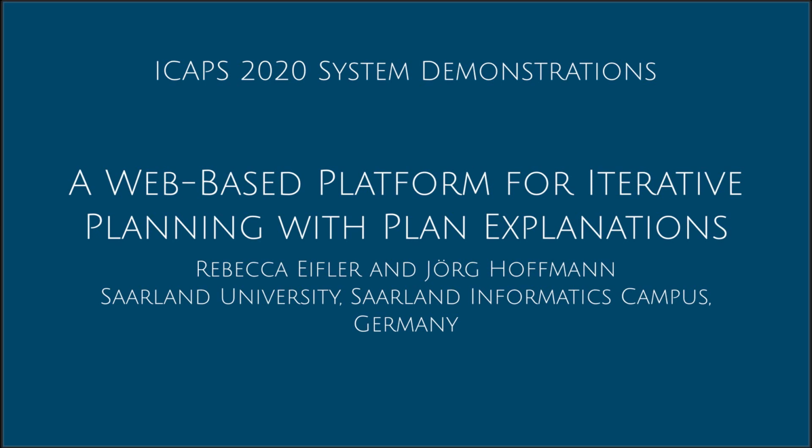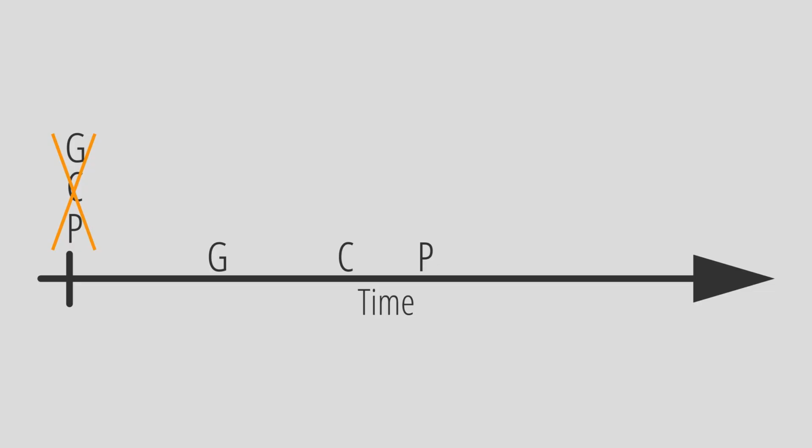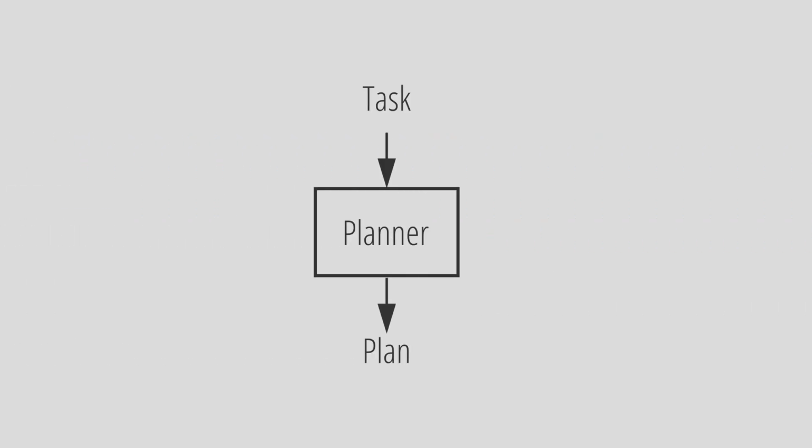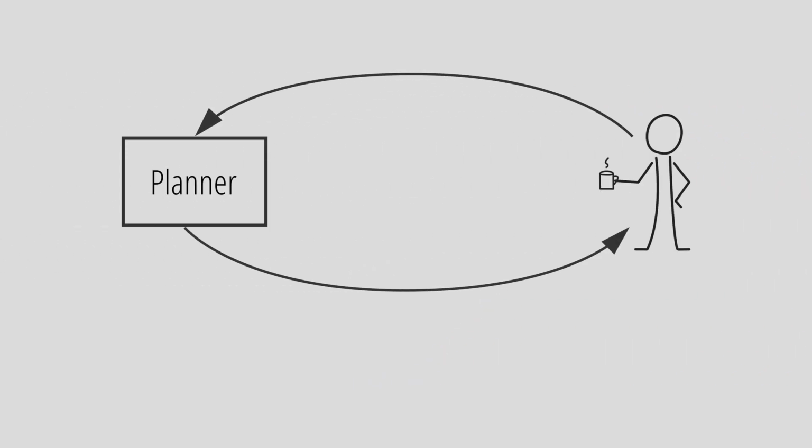And welcome to the system demonstration for our web-based platform for iterative planning with plan explanations. In many real-life scenarios, not all goals, constraints and preferences are given from the beginning. Therefore, the traditional planning setting, where the planner computes only one plan, is not applicable. Instead, planning as an iterative process is more suitable.